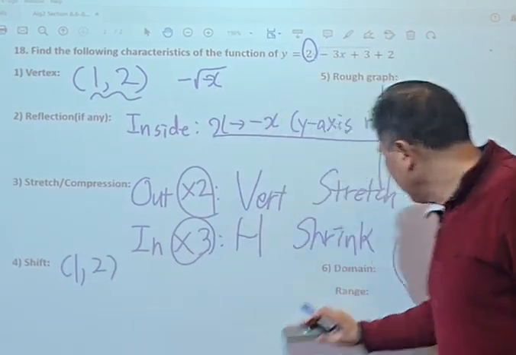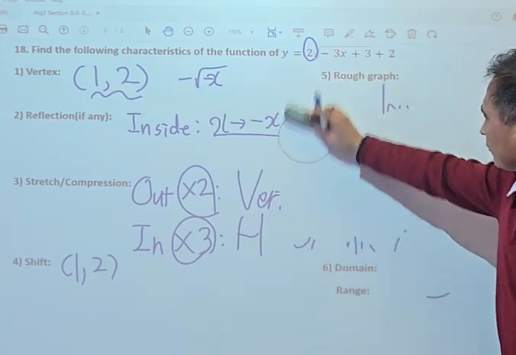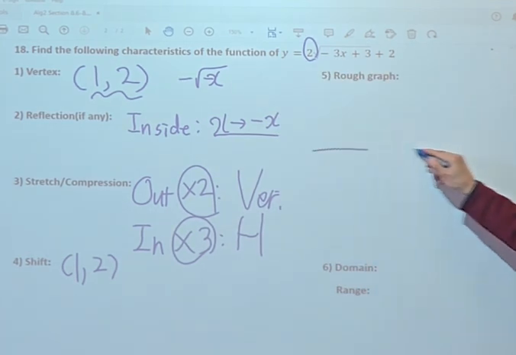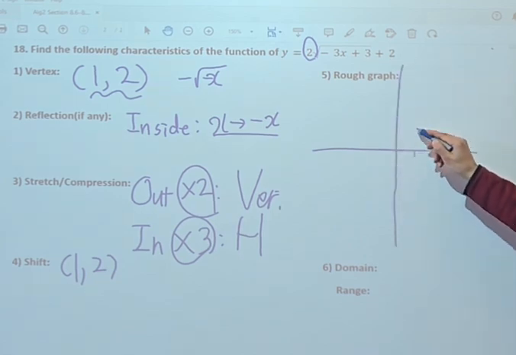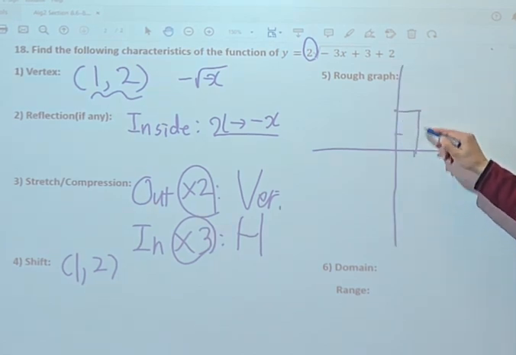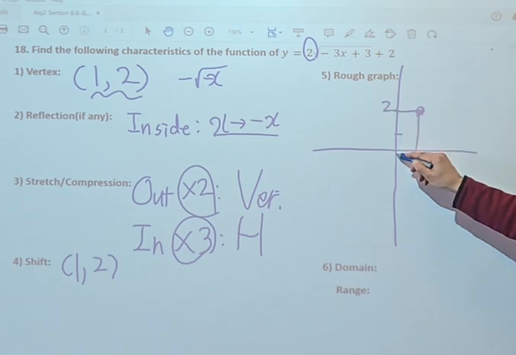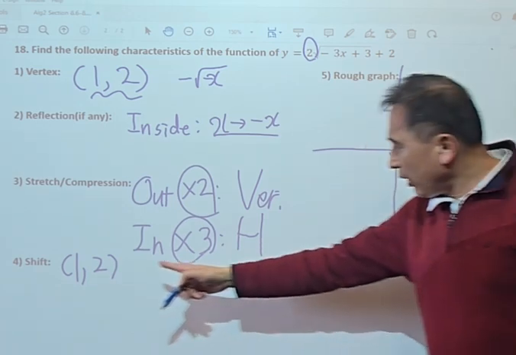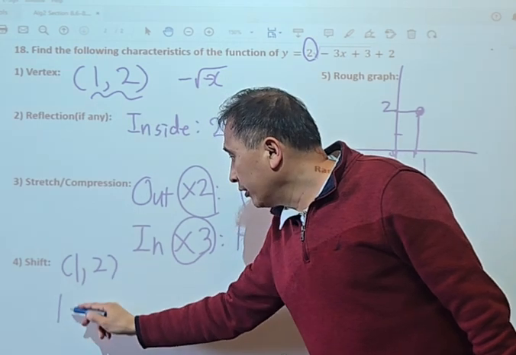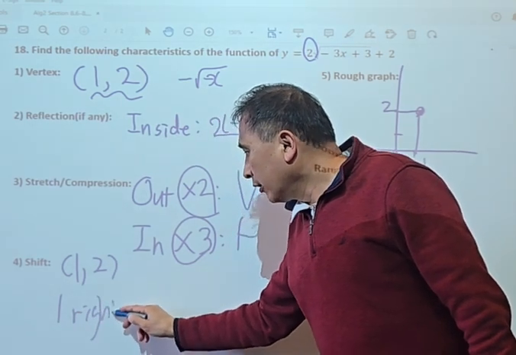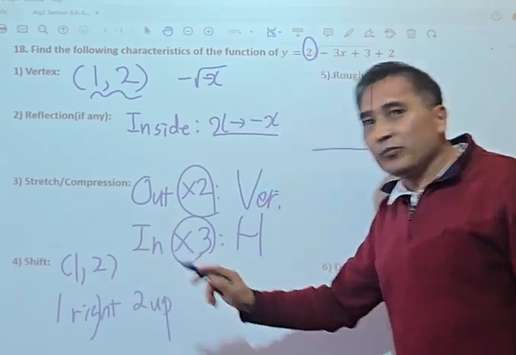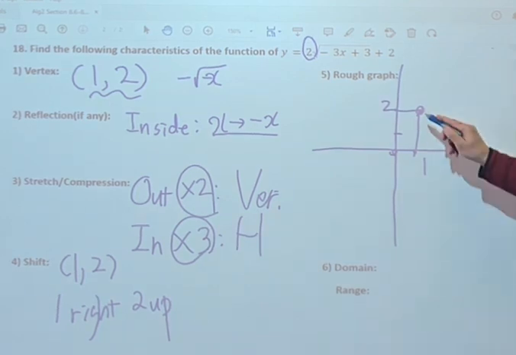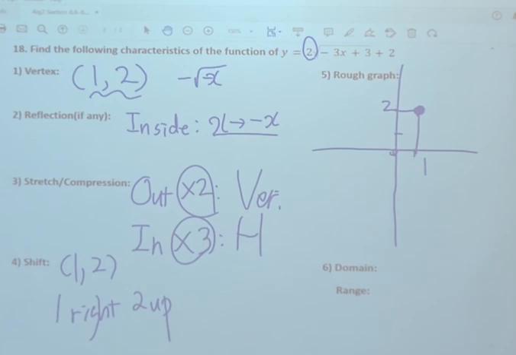Then, to find the shift or translation, you can use this vertex (1, 2). The vertex was originally (0, 0), but now it's (1, 2). That means 1 unit right and 2 units up. So from the vertex, you can just read it: 1 right and 2 up. To graph, we have 1 point and need just 1 more point.